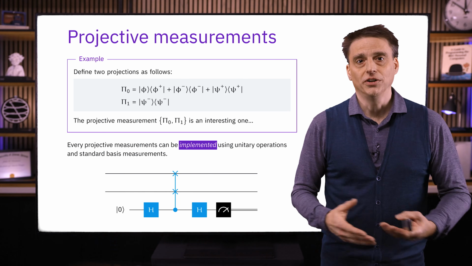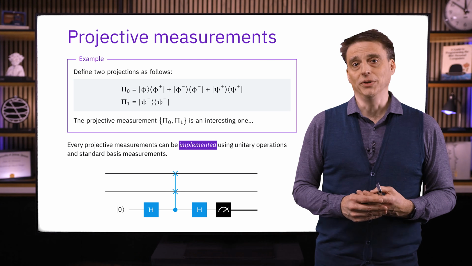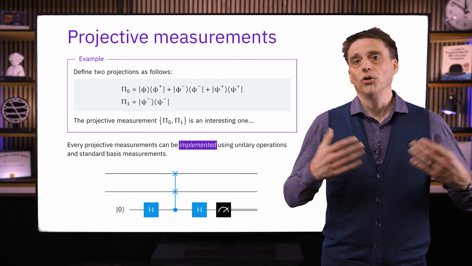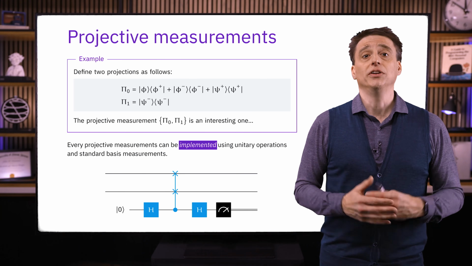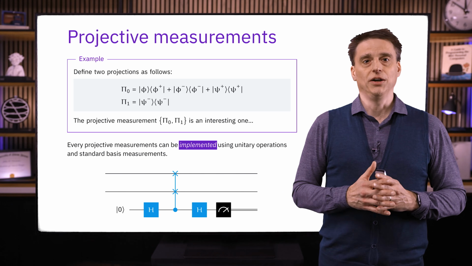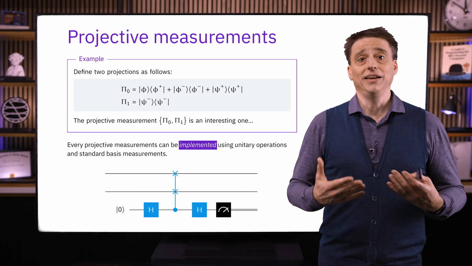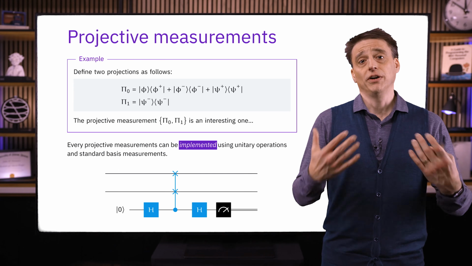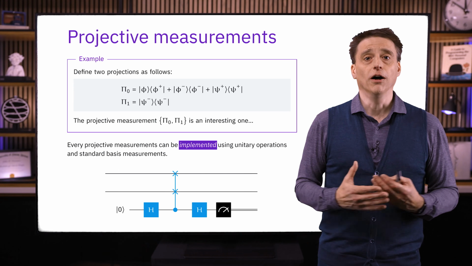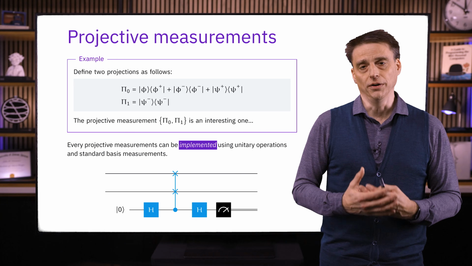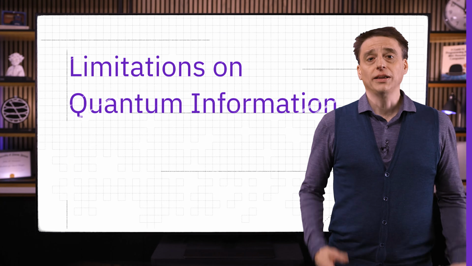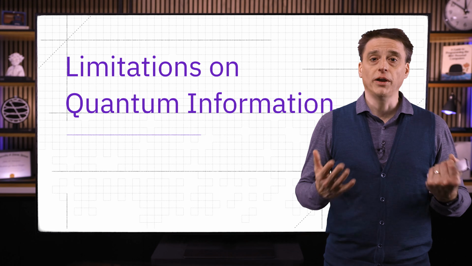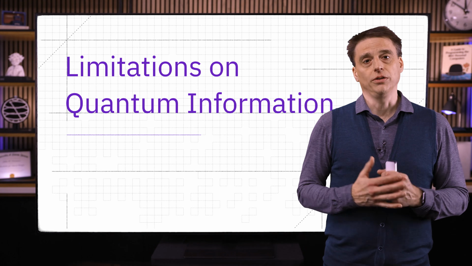As I've already suggested, we will take a closer look at this particular measurement in a later lesson, and for now it's just meant as an example. The important point to take away is that something like this is always possible for any projective measurement. So we don't really gain any additional capabilities by introducing projective measurements, but it is a very useful concept, and we will often speak of projective measurements as we continue on in the series. The last part of this lesson is on a few important limitations of quantum information and what we can do with quantum circuits.